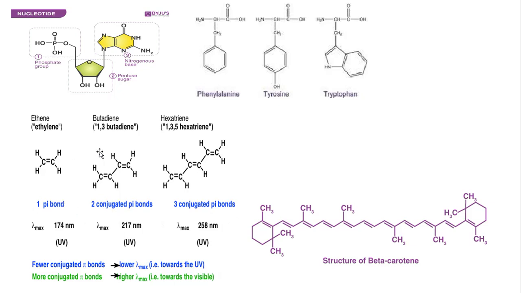Butadiene has two conjugated pi bonds, and the maximum absorption wavelength is at 217 nanometers. 1,3,5-hexatriene has three conjugated pi bonds, and absorption happens at 258 nanometers. One more thing: the more conjugated the compound is, the more it tends to be colored.